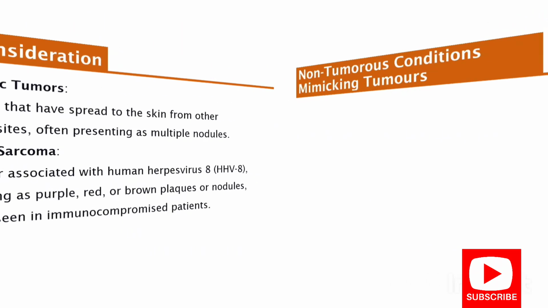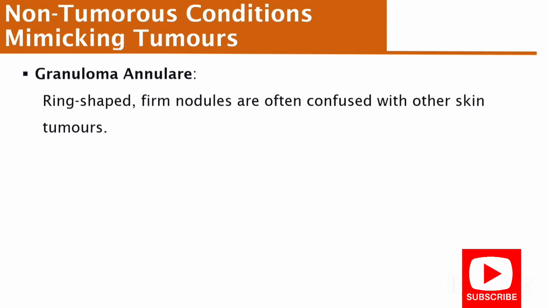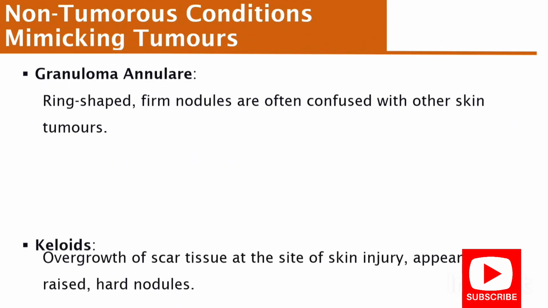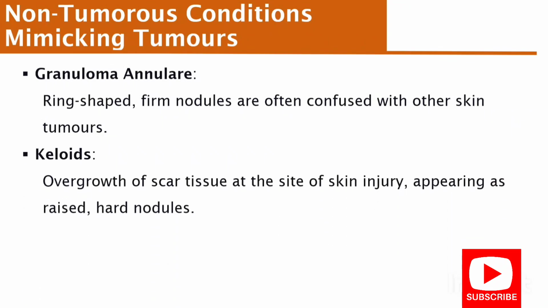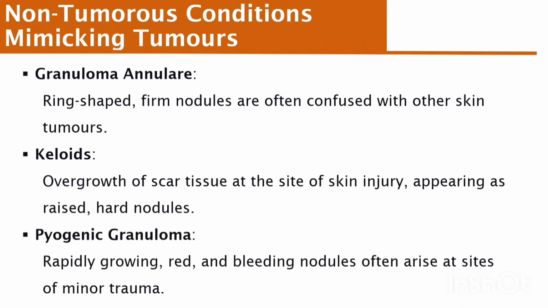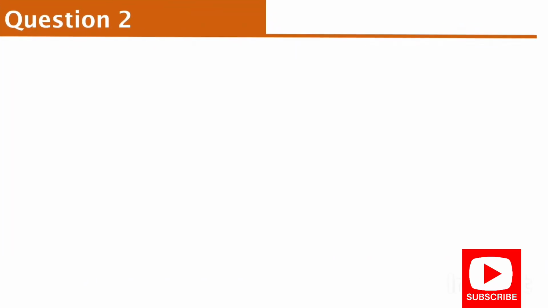So now let us look at non-tumorous conditions mimicking tumor. So there are some non-tumorous conditions, but they mimic tumor, okay? It might mimic something that you think is cancerous, but it's not. So you can look at something like granuloma annulare, okay? Then you can look at keloids, okay? Pyogenic granuloma, okay?